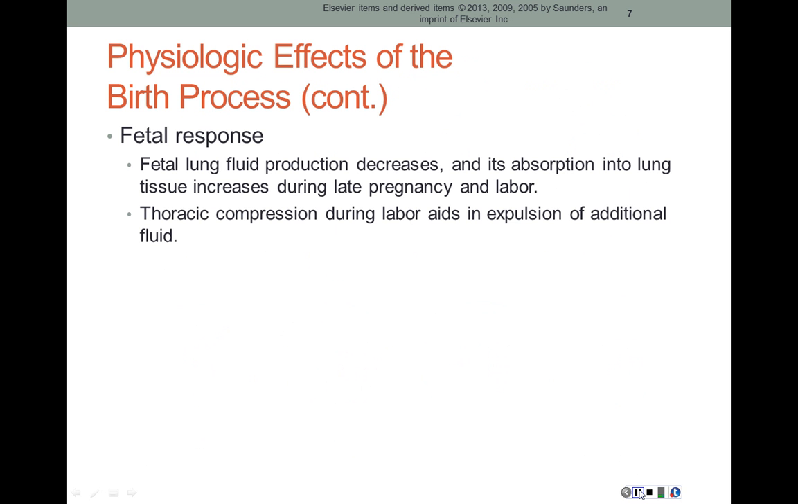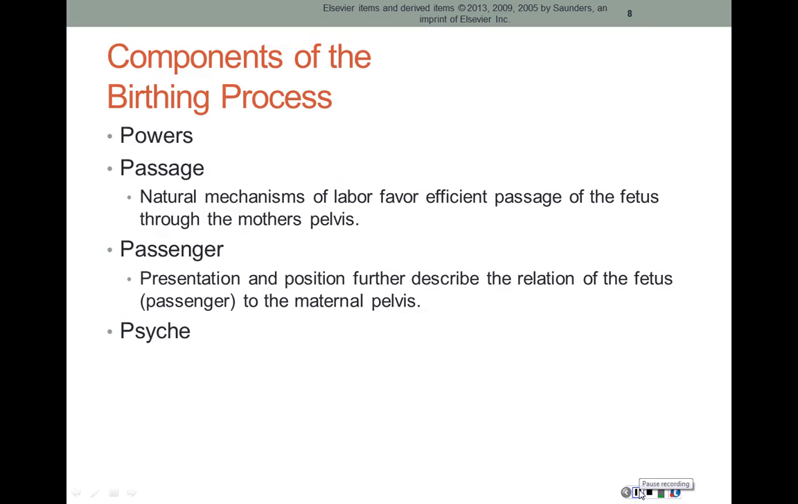Alright, so the fetal response during this time is that the lung fluid production decreases and is absorbed, getting ready to breathe in oxygen for the first time. And the thoracic compression that occurs from the uterine contractions during labor helps get rid of that fluid inside baby's lungs. So now we're going to talk about the components of the birthing process, and it's the 4 P's: powers, passage, passenger, and psyche.